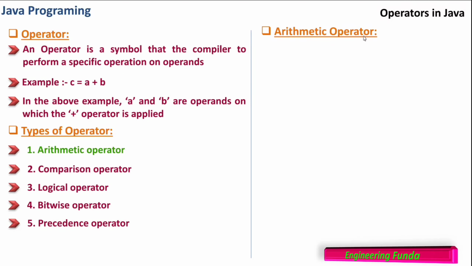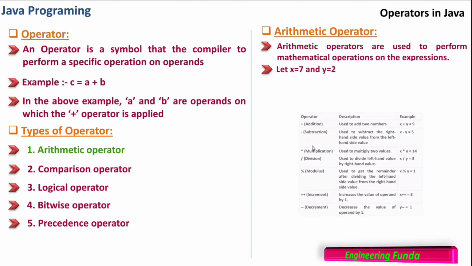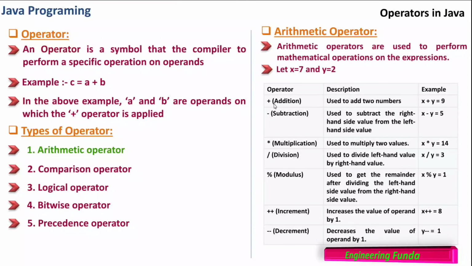So what is an arithmetic operator? Arithmetic operators are used to perform mathematical operations on the expression, just as we have seen. So plus here is an arithmetic operator. Let us see this operator with an example. How many such operators are present in Java? If we take two variables x and y with the values 7 and 2 respectively, then the operators are defined as in the table given.